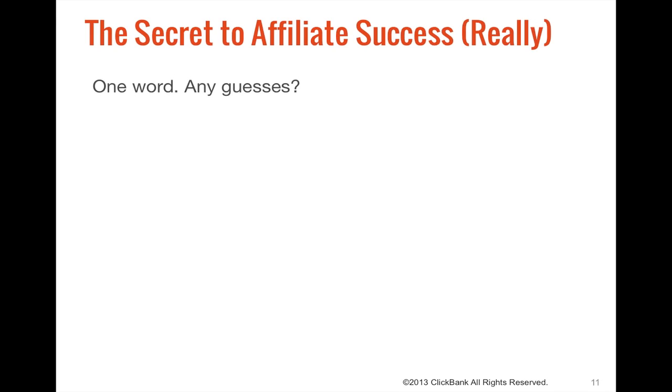Okay, so this is a big one. This is the secret to affiliate success, really. It's just one word. Think about what your guess would be on this. So that word is consistency. And this is something that seems to be one of the biggest challenges and the biggest places that people fall down when they're starting their affiliate business.